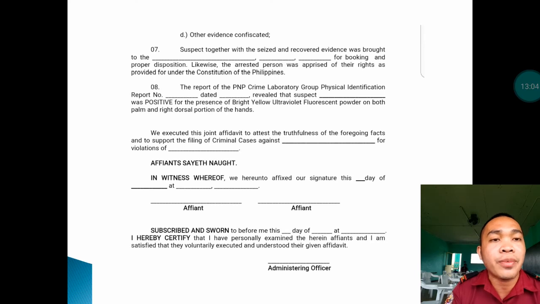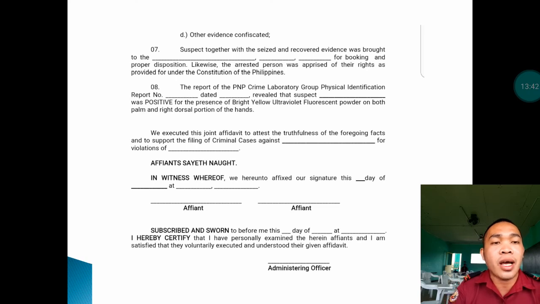So the eighth paragraph, the report of the PNP laboratory group, physical investigation report number, date, revealed that the suspect, ngalan sa suspect, was positive for the presence of bright yellow ultraviolet fluorescent powder on both palms and right dorsal portion of the hands. The last part is we executed this joint affidavit to attest the truthfulness of the foregoing facts and to support the filing of criminal cases against the person suspected for violations of, unsa nga violation.